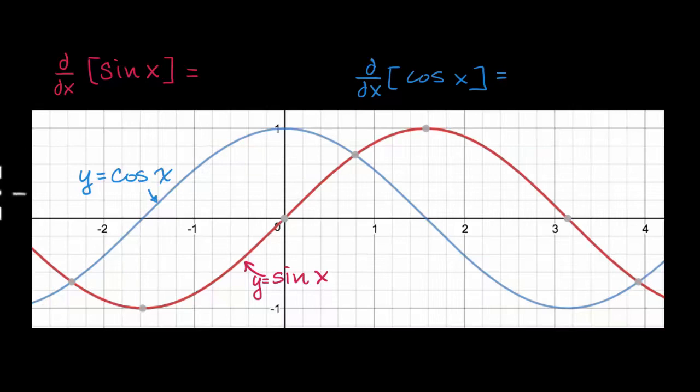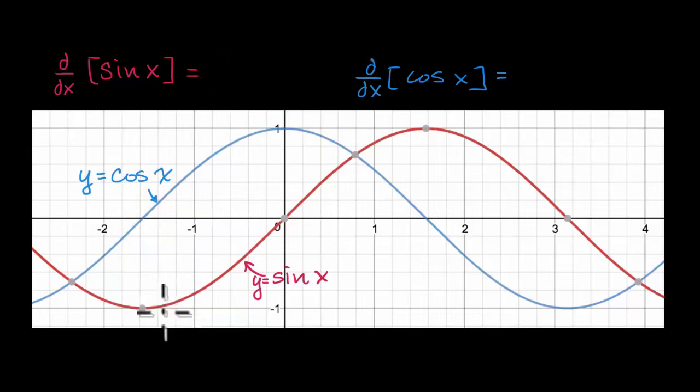What I'd like to do in this video is get an intuitive sense for what the derivative with respect to x of sine of x is, and what the derivative with respect to x of cosine of x is. And I've graphed y is equal to cosine of x in blue, and y is equal to sine of x in red. We're not going to prove what the derivatives are, but we're going to know what they are and get an intuitive sense, and in future videos we'll actually do a proof. So let's start with sine of x.